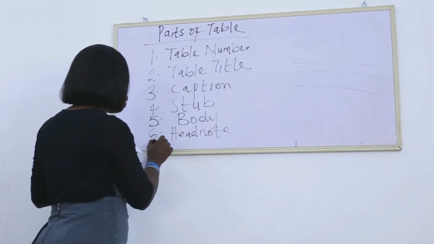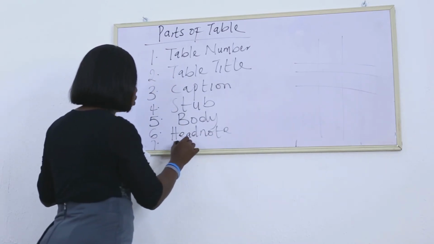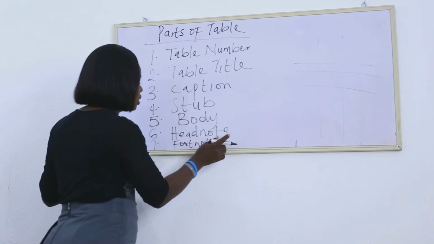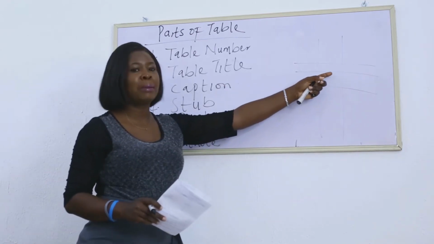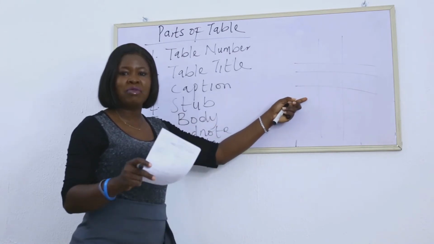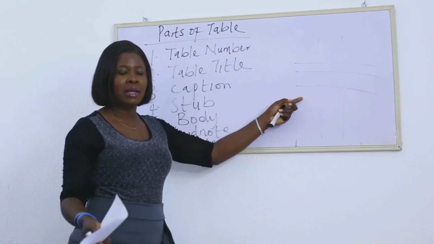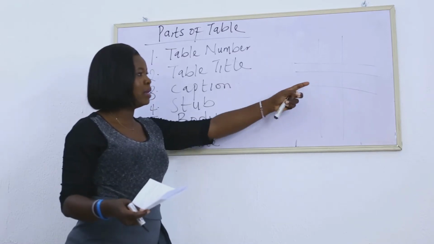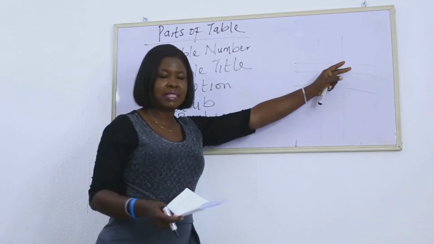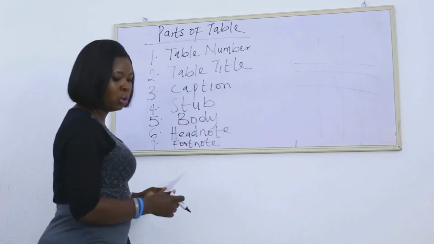Then the last one is called footnote. The last part of the table is called the footnote, and the footnote is some element that we have represented either in the caption or in the stub that we have not stated the full meaning of. We are coming down to say this is the meaning of what we have represented in either the caption or the stub.